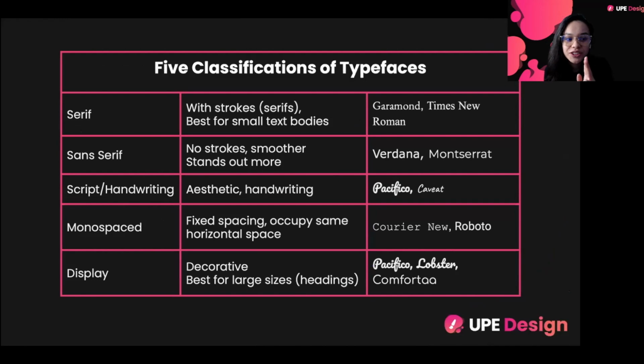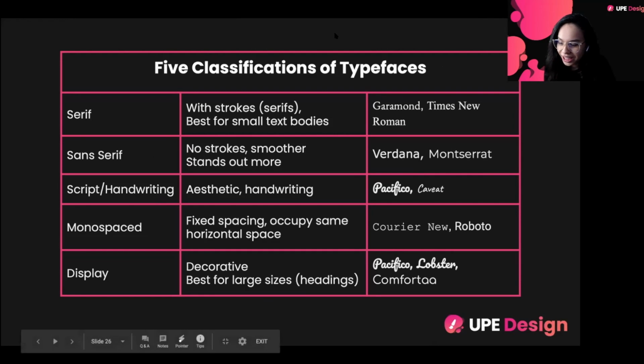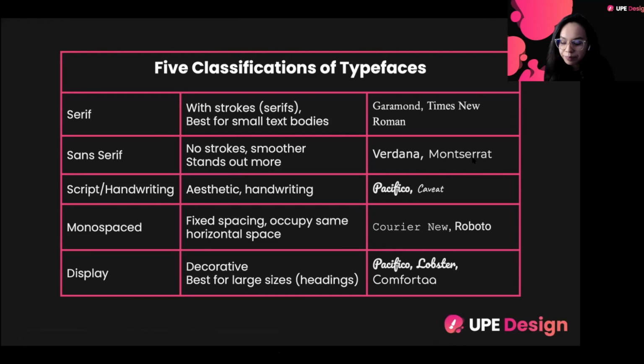So we have 5 classifications for typefaces. We have serif, which has some strokes. It has the little tabs that you see on letters. There's sans serif, which has no strokes. They're smoother, they stand out more, such as this font that we have going on here. It's called Poppins. It's a sans serif font. It doesn't have any of the tabs, such as Verdana, Montserrat. There's script and handwriting, so it's aesthetic handwriting, like Pacifico and Caveat. These basically are trying to mimic a handwriting style, kind of like calligraphy.